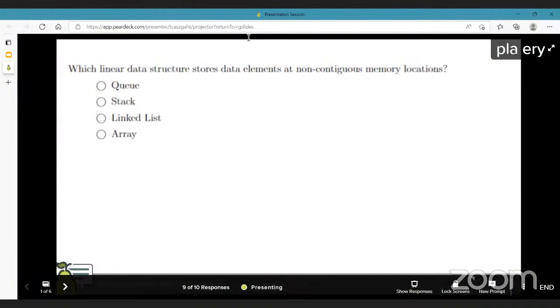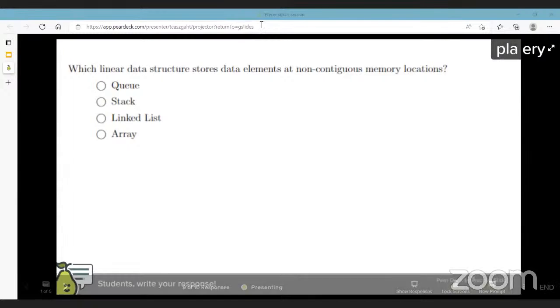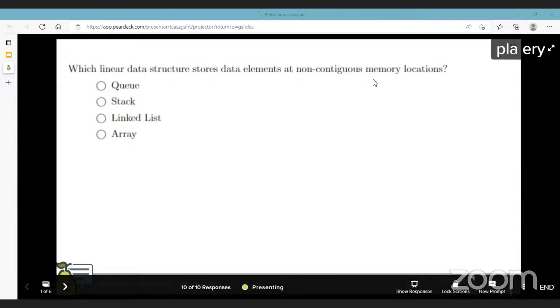Someone in the chat box has answered array. Sandeep Kumar, can you please unmute yourself and tell why array stores data elements at non-contiguous memory locations? So array actually stores data elements at contiguous memory locations. What contiguous memory location basically means is storing the data elements sequentially or in a continuous memory location. So the correct answer is linked list. Any doubt in this question? Anyone?